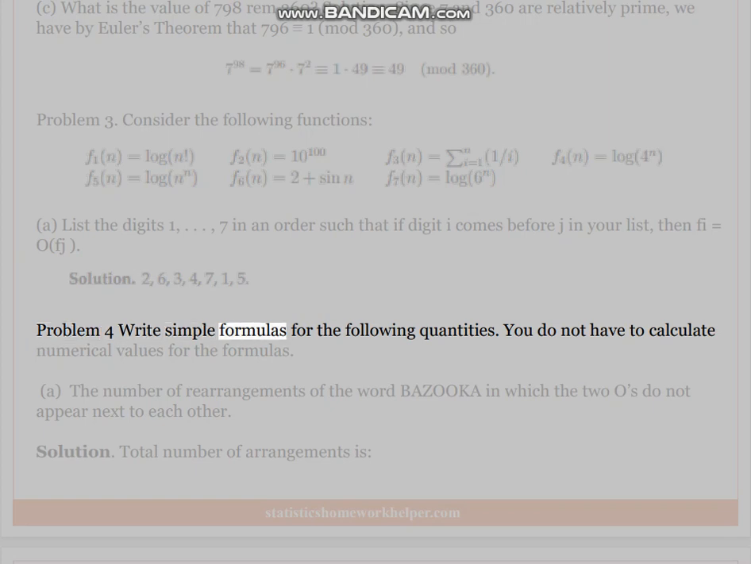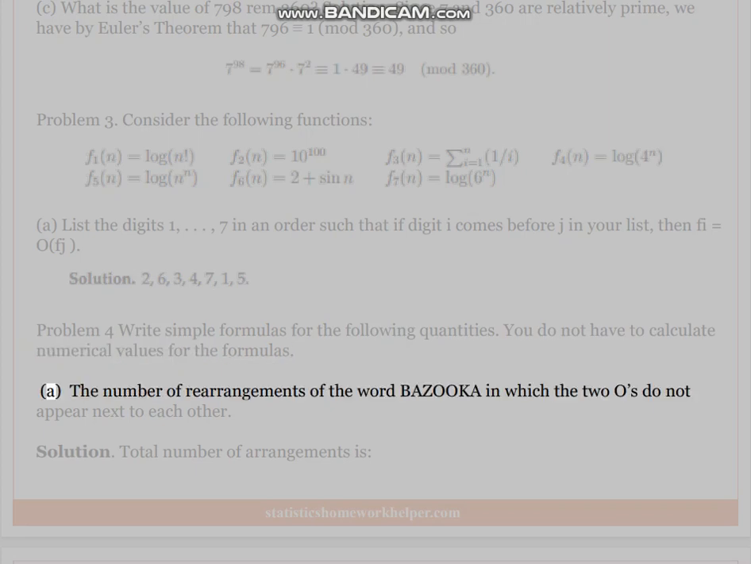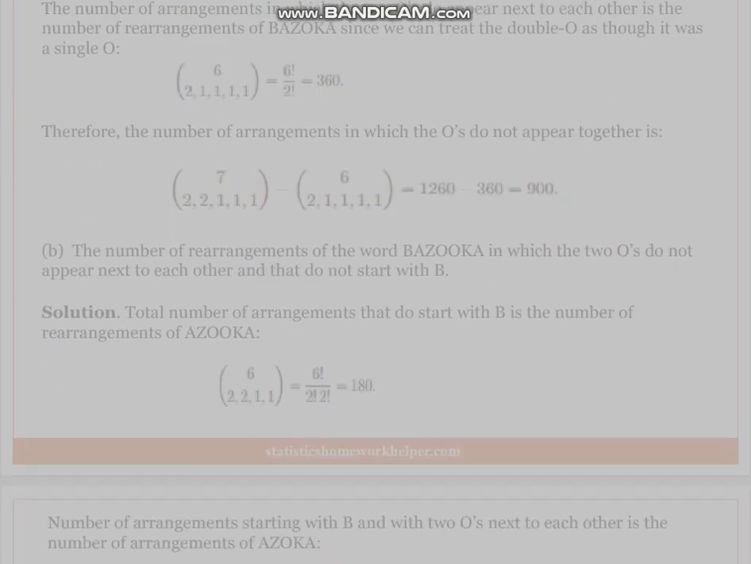Problem 4. Write simple formulas for the following quantities. You do not have to calculate numerical values for the formulas. A. The number of rearrangements of the word bazooka in which the 2 O's do not appear next to each other. Solution: the total number of arrangements is 7!/2!. The number of arrangements in which the 2 O's do appear next to each other is the number of rearrangements of bazooka with the double O treated as a single O. Therefore, the number of arrangements in which the O's do not appear together is the total minus that number.